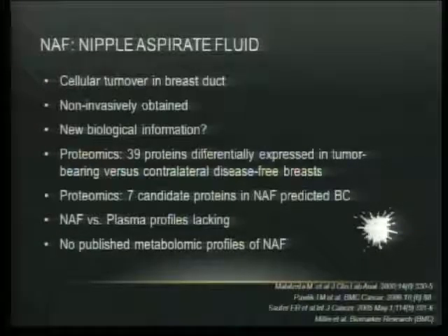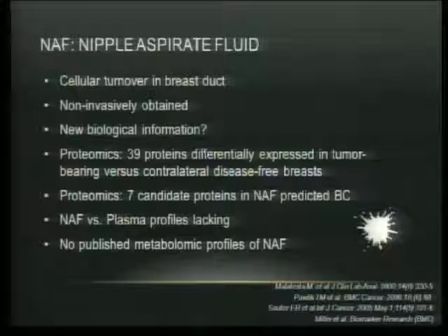There have been some proteomic studies with NAF. In one study by Sauter, there were 39 proteins differentially expressed in tumor-bearing breast versus not. And so this is within one individual. That shows us that there probably is some different information that you can get from NAF than you could get from plasma. And in a prospective cohort, there are 7 candidate proteins in NAF which predicted breast cancer.